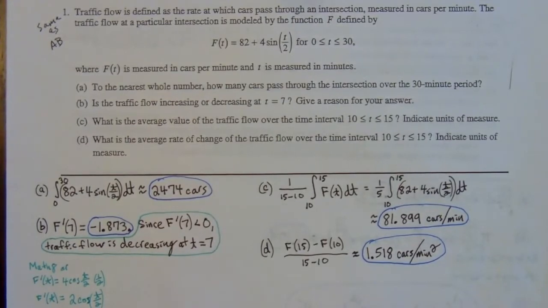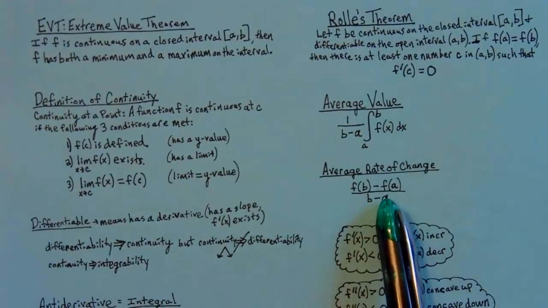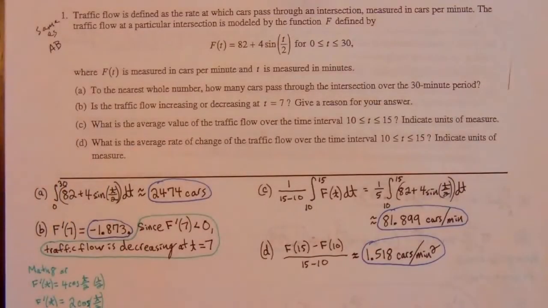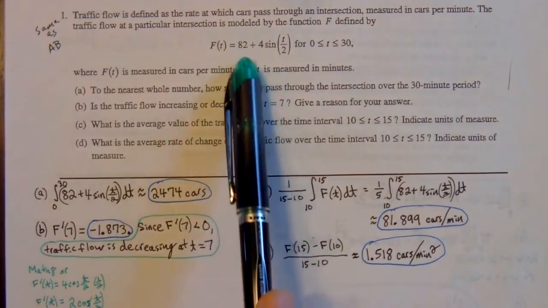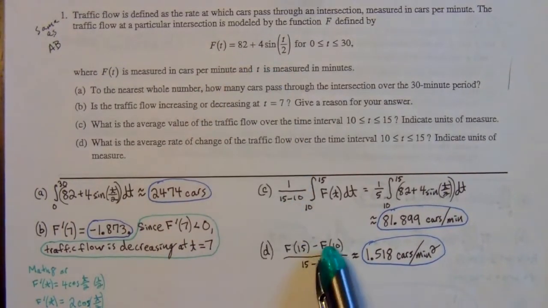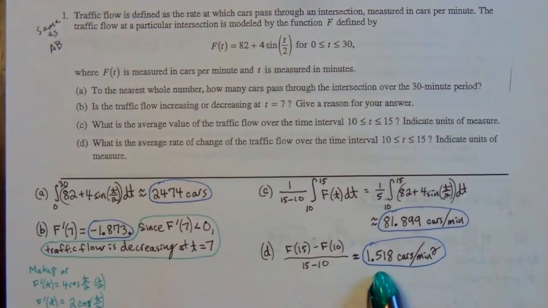And then letter D is your average rate of change formula, and that's this guy. It's just your slope formula. F of B minus F of A over B minus A. So F of 15 minus F of 10. So you got to take the 15 and the 10, plug them into that function, get the y values, divide it by 5, get you that number there, round to 3 numbers after the decimal.